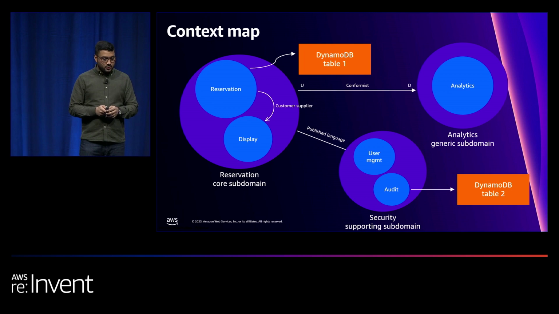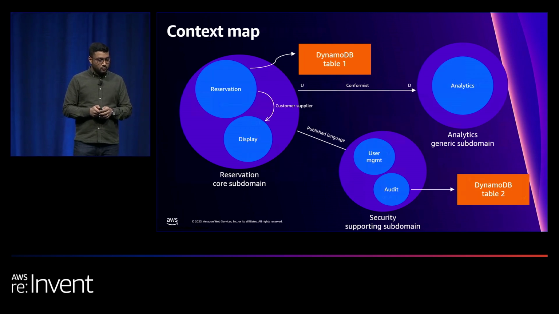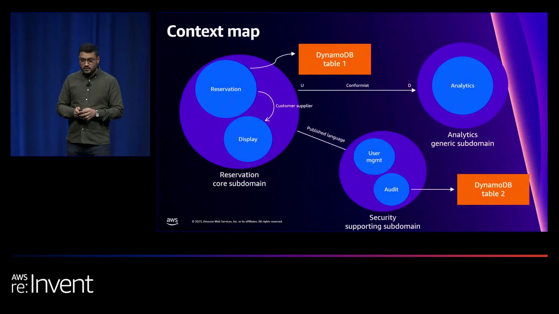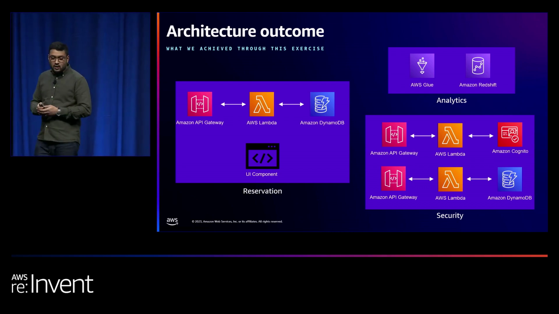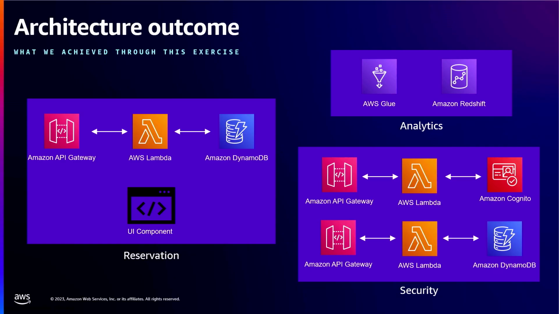All right, so when we do all of this exercise, let's say this is how the architecture is going to be. Again, it's a representative architecture. Don't take it too much to heart. This is what we have achieved so far.